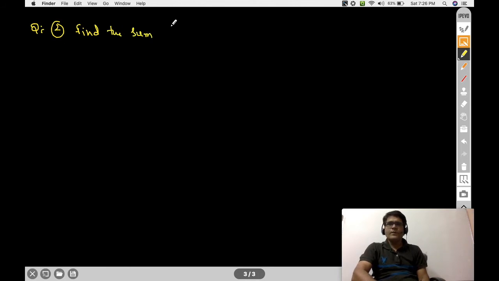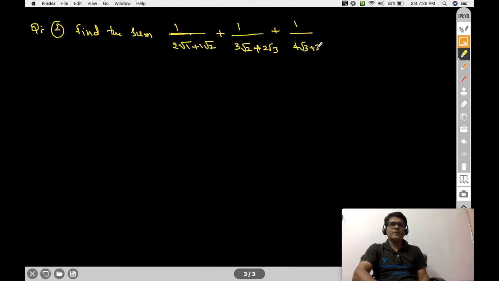Find the sum 1 by 2 root 1 plus 1 root 2, plus 1 by 3 root 2 plus 2 root 3, plus 1 by 4 root 3 plus 3 root 4, plus etc., plus 1 by 100 root 99 plus 99 root 100. This is the question.